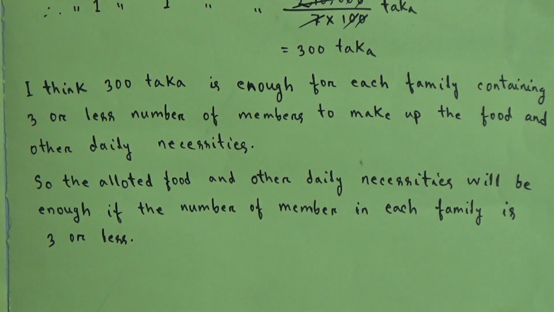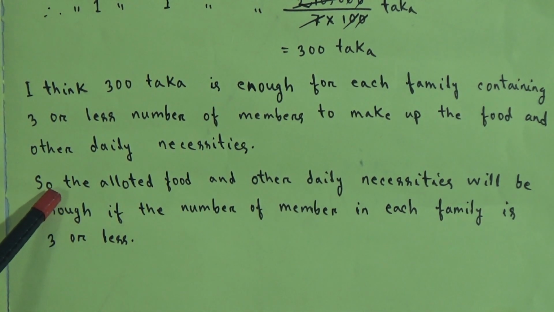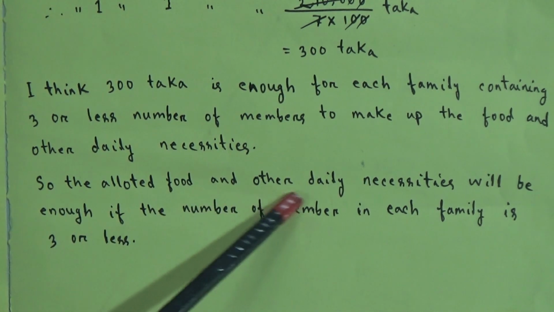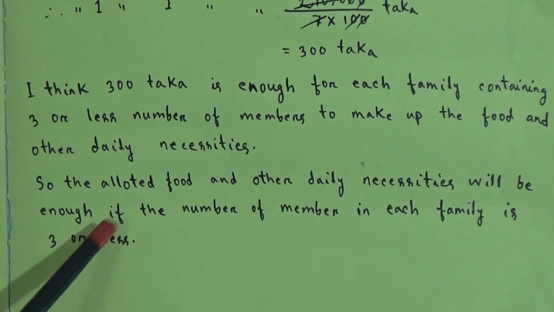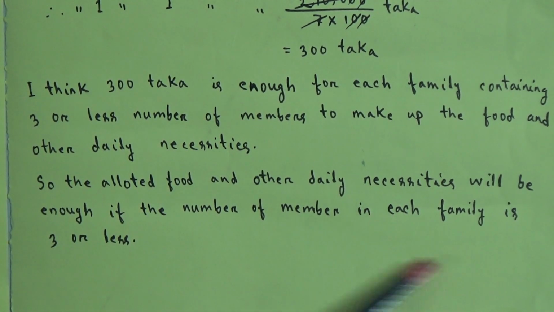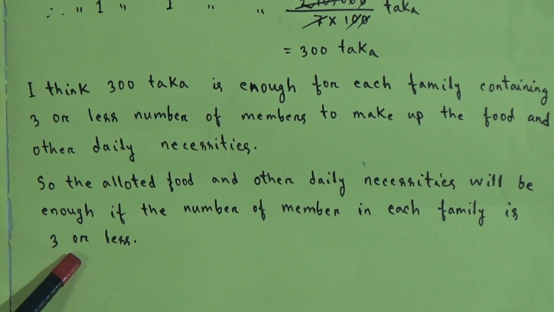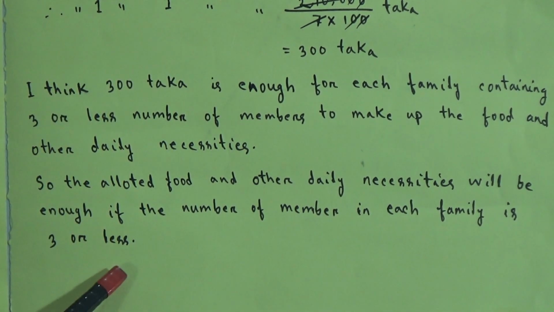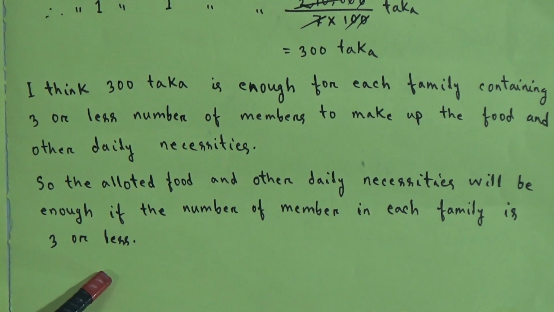If the number of members in the family is equal to or less than 3, then I think it will be enough. But if the number of members in the family is more than 3, the 300 taka will not be enough for maintaining their daily necessities and food. So finally we can say that the allotted food and other daily necessities will be enough if the number of members in each family is 3 or less. Dear students, in step 4 you can write your own proposal.